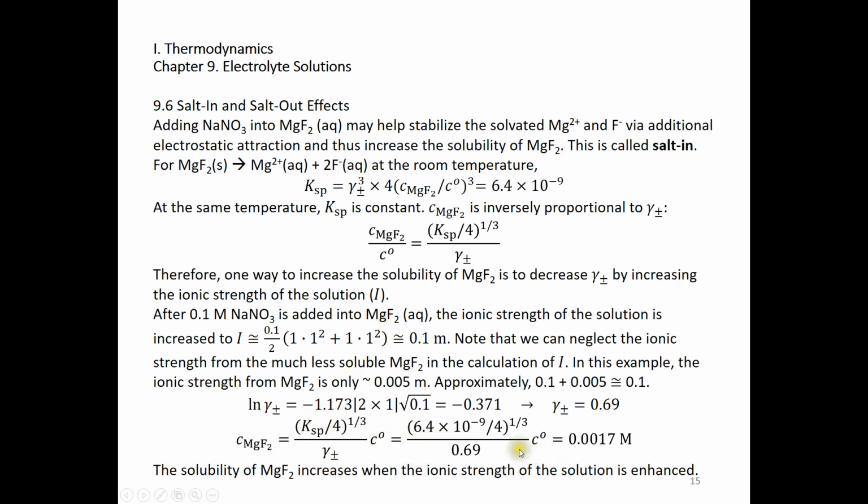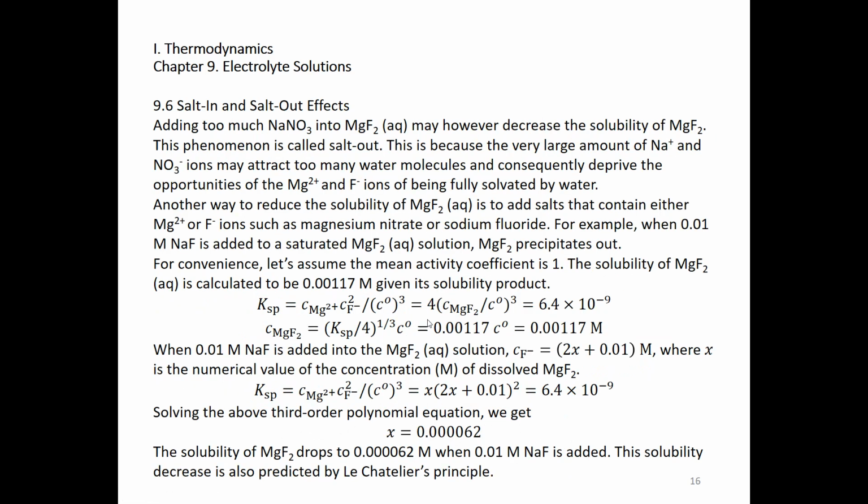It's very simple. Again, sodium cation helps stabilize fluoride anion, and nitrate helps stabilize magnesium 2 plus in the aqueous solution. Therefore, by adding a different salt, we can further stabilize the magnesium cation and fluoride ion in the aqueous solution, and in turn we increase its solubility.